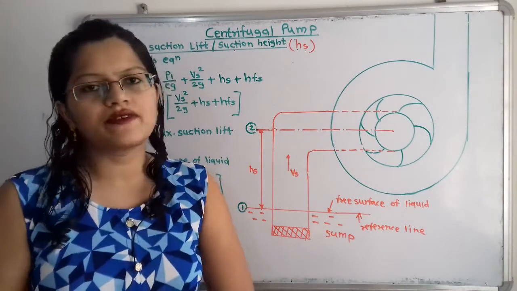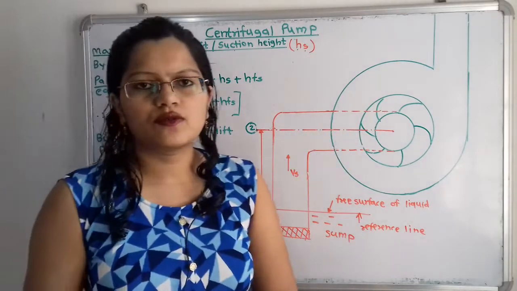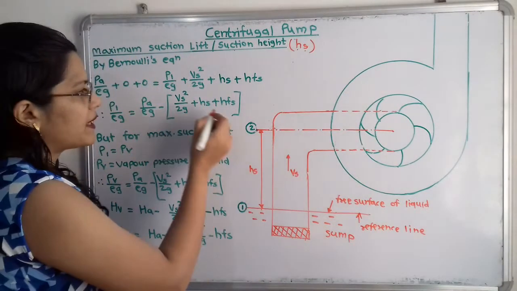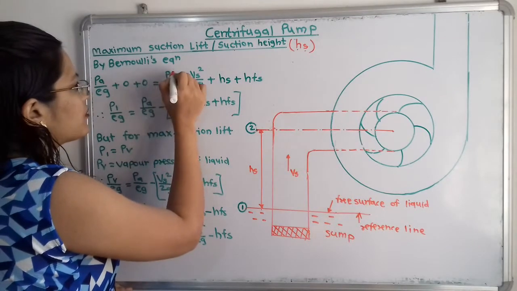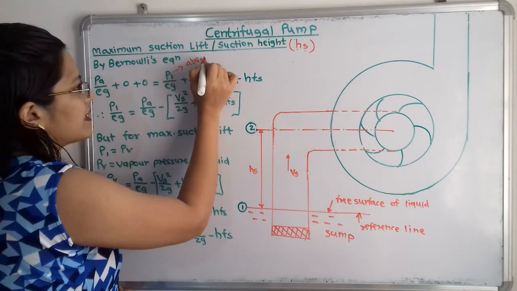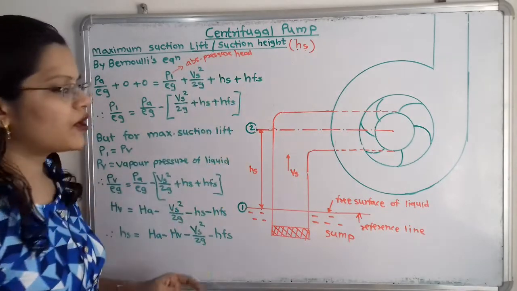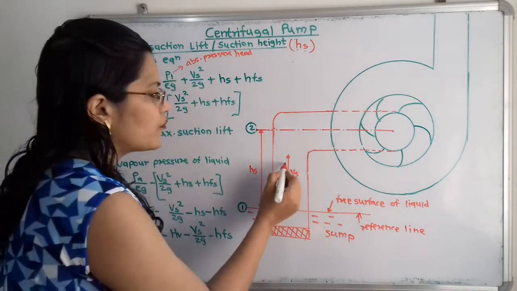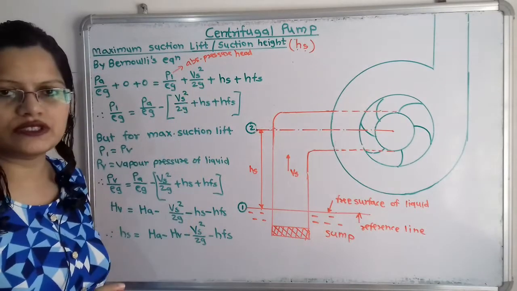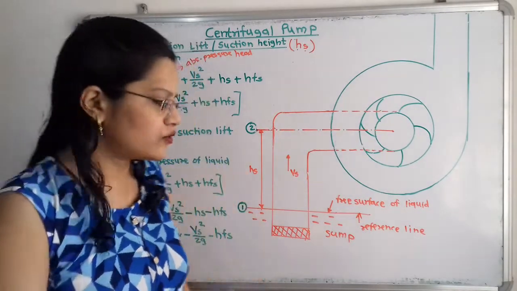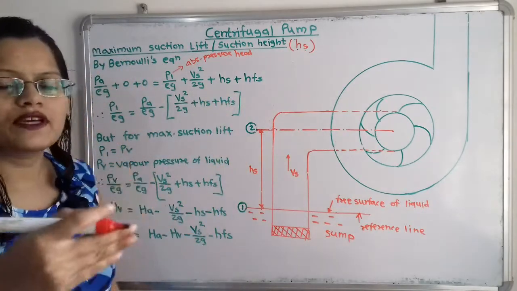On the right hand side we will apply this theorem to section 2. So what is the pressure head? We will consider here P1 by rho g. Here P1 is the absolute pressure, so P1 by rho g is the absolute pressure head. Then what about the kinetic head? Water is moving with a velocity of Vs. So we will say Vs square by 2g plus, what is the datum head? From this reference line, this height is Hs. So I will write here Hs plus losses.